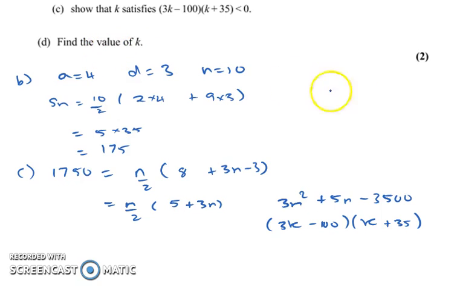For part D, and it does say in the question, obviously, we're not going to have a negative k because it's the term number. So we've got k is 100 over 3, or k is minus 35.